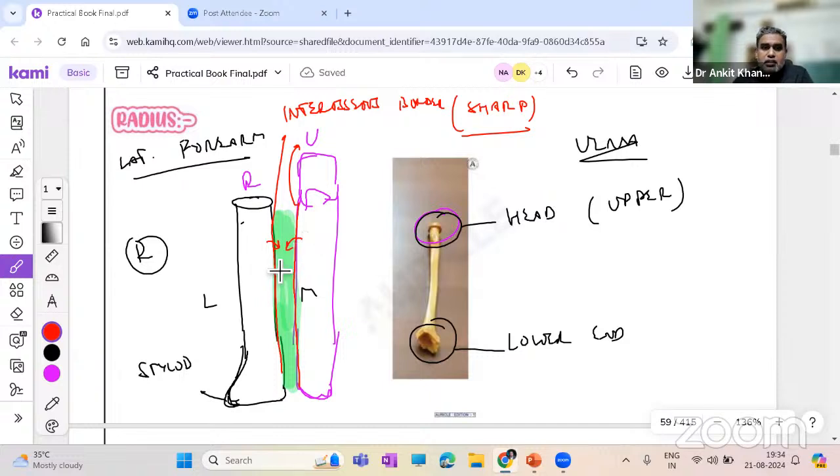So if you are identifying the interosseous border in radius, then obviously that border is facing medially, or that is the medial border in radius. And the interosseous border in ulna will be the lateral border in ulna. Let me again tell you. Interosseous border in radius is the lateral border... sorry, that's opposite. In radius, it is the medial border, facing medially. In ulna, it is the lateral border. Remember this. It's going to immensely help you in identifying the side of the radius.